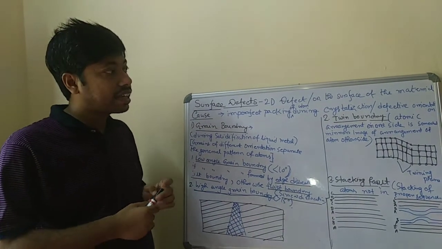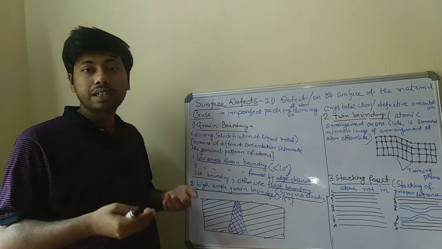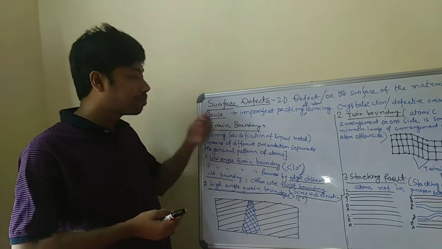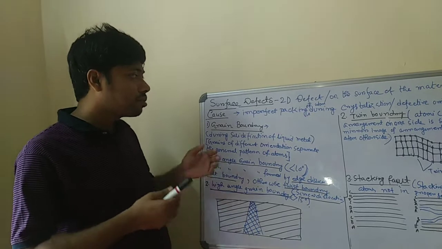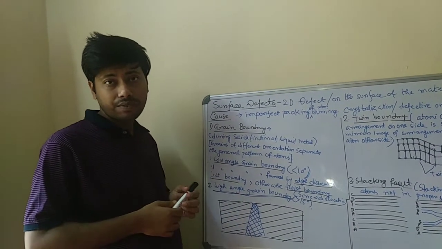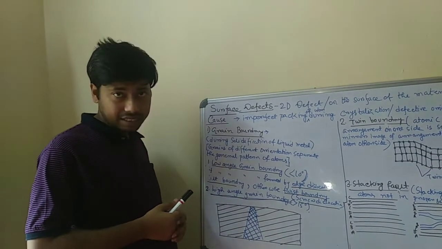The second cause is defective orientation of atoms throughout the surface of the material. That's one cause for the surface defect. As you know, there are basically three types of surface defect that occur within the surface of the material. The first one is grain boundary.